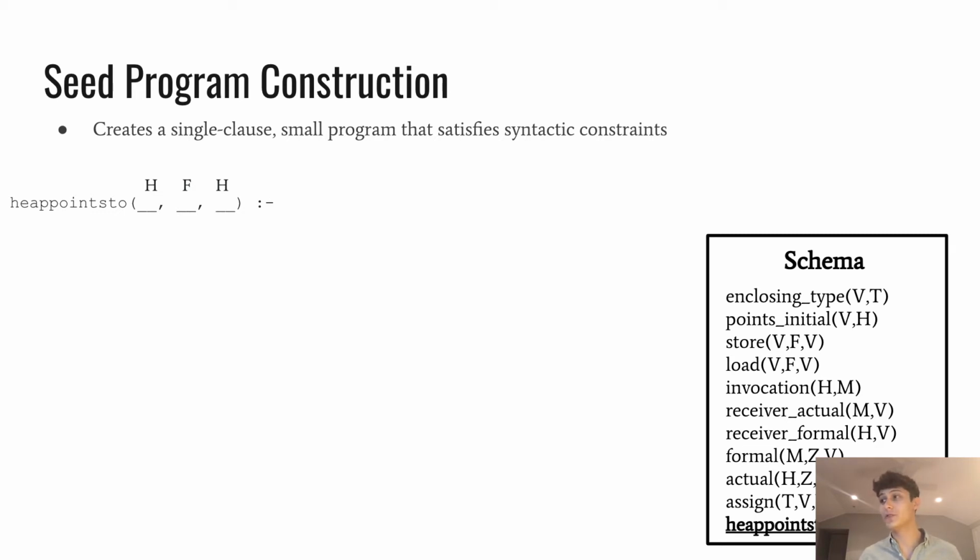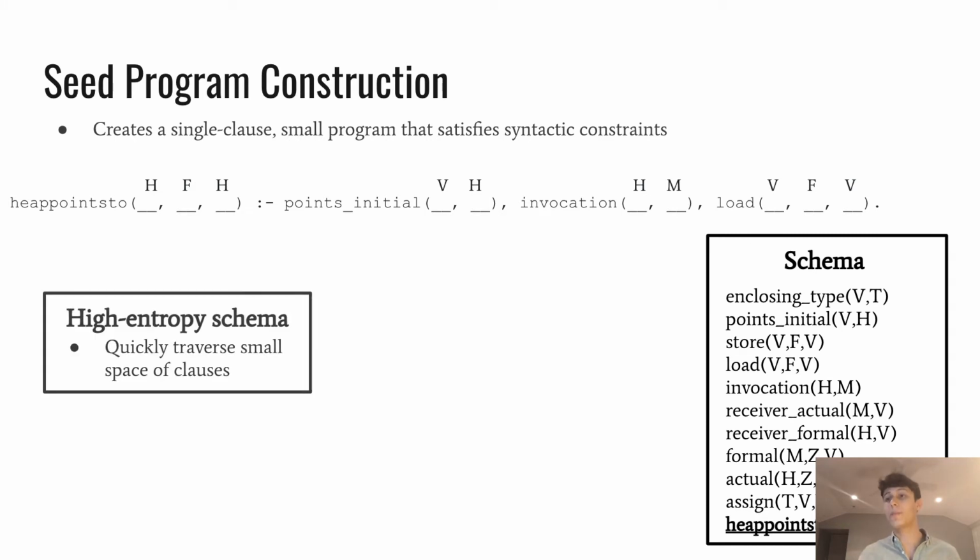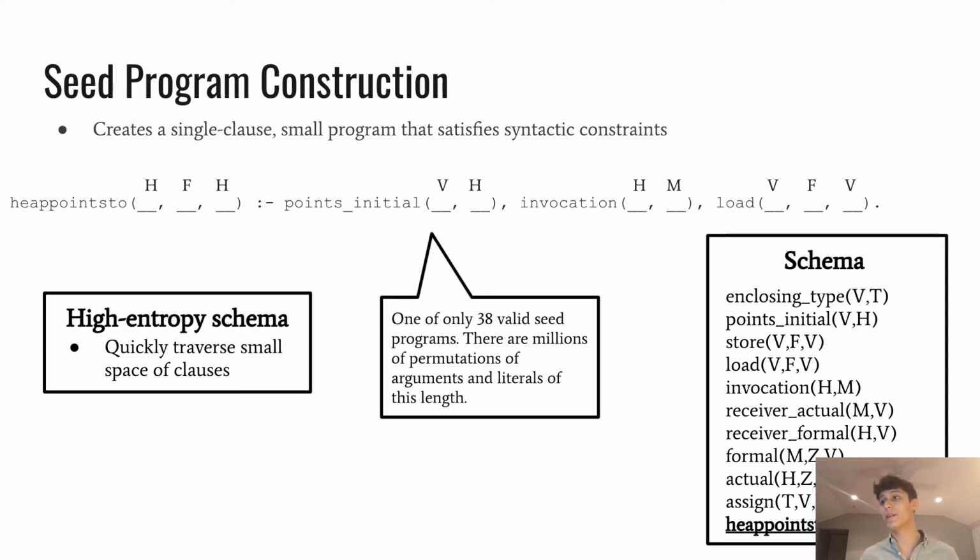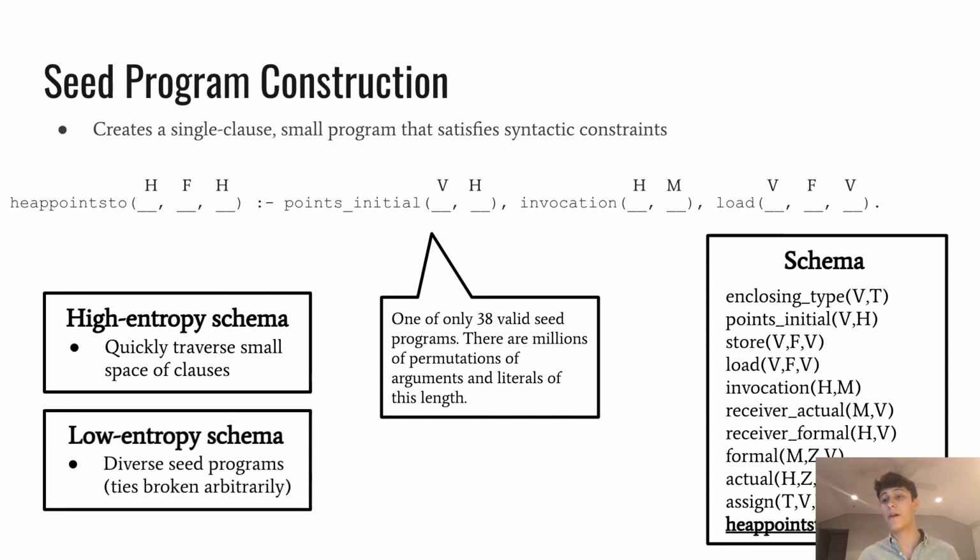We can greedily choose from the schema to choose input relations that ground as many arguments in the head as possible. In this case, the best we can do is grounding one at a time. So we ground each of the H's and the F. The benefit of this approach is that given a high entropy schema, we can quickly traverse a small space of clauses. There are only 38 valid seed programs for this schema, and we can quickly find one of them using this approach. However, with a low entropy schema, because we break ties arbitrarily, we still end up with a diverse population of seed programs.